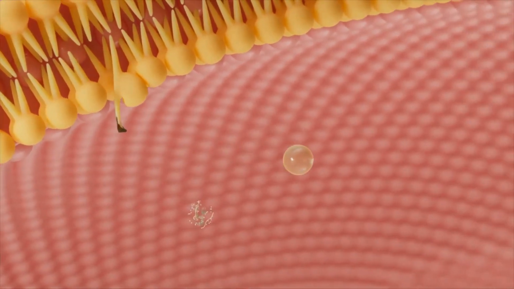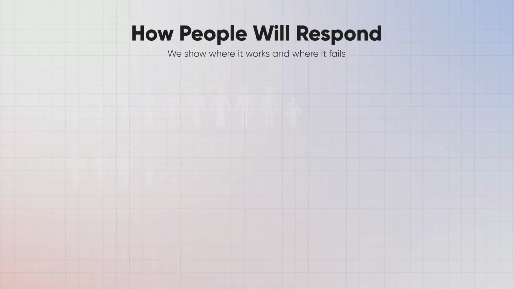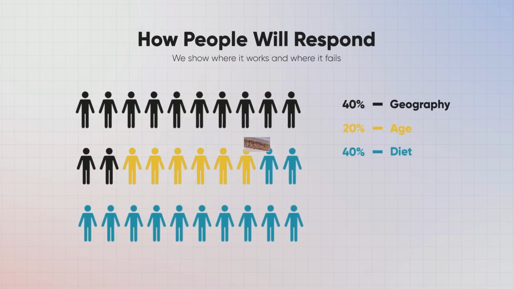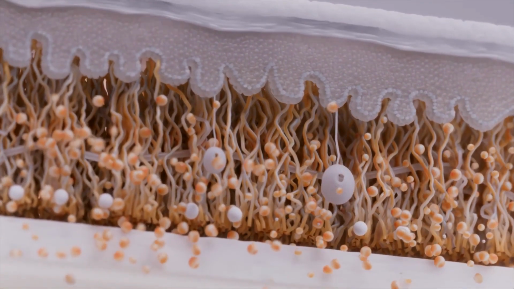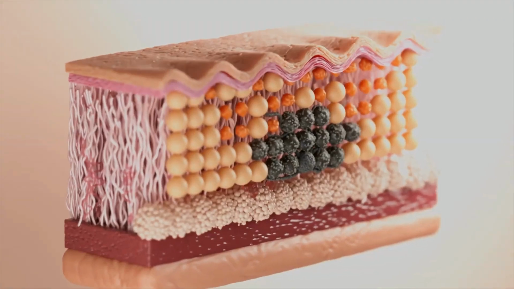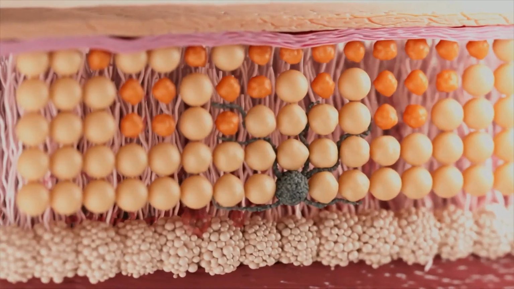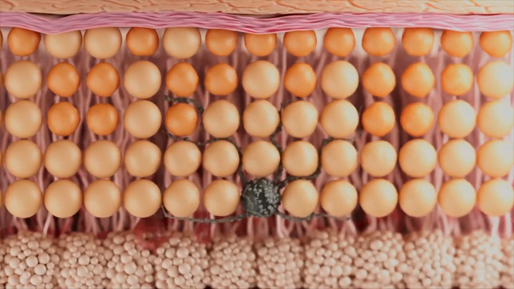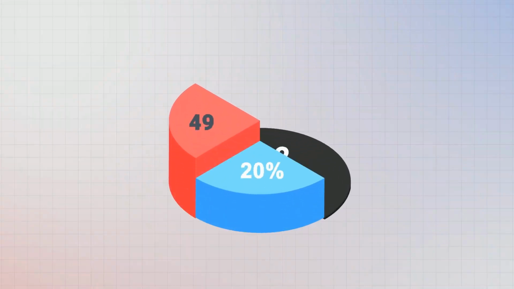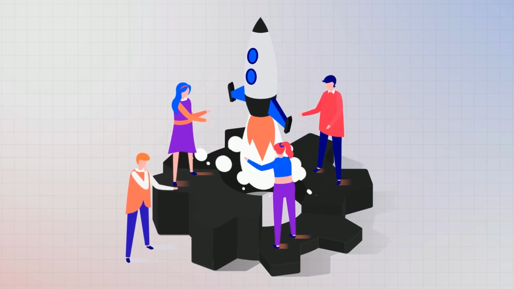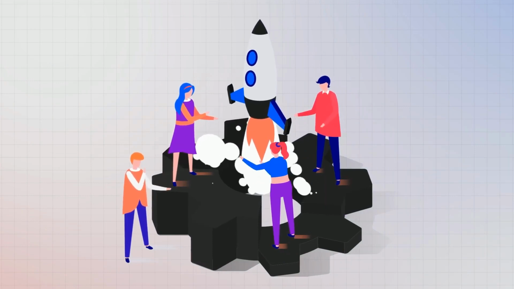Input any drug molecule. We tell you how people will respond. We show where it works and where it fails by geography, age, or diet. And we don't just flag risk, we identify failure mechanisms down to microbial metabolic pathways and generate treatment response profiles. Then we optimize the molecule for broader efficacy. Turning 20% efficacy into 80% becomes an optimization problem we can actually solve.